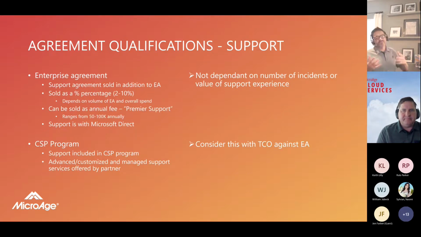Now, as far as support is concerned, definitely an item that comes up when we're doing EA and CSP comparisons, right? The enterprise agreement support agreement is sold in addition to the EA. And it's typically sold as a percentage, depending on the size of the enterprise agreement, anywhere from 2 to 10% of the revenue of the enterprise agreement. That determines your annual cost for support.